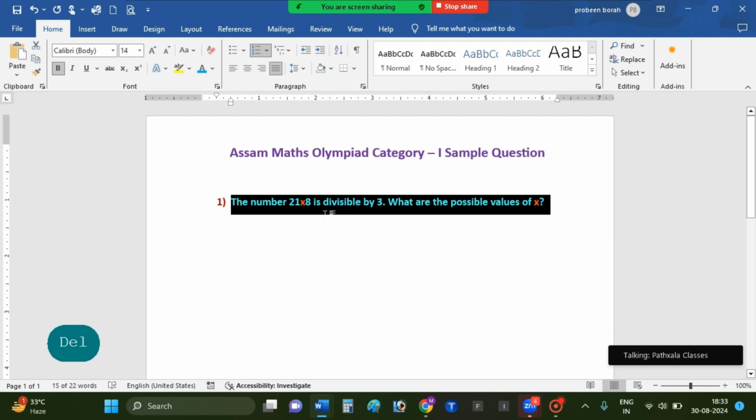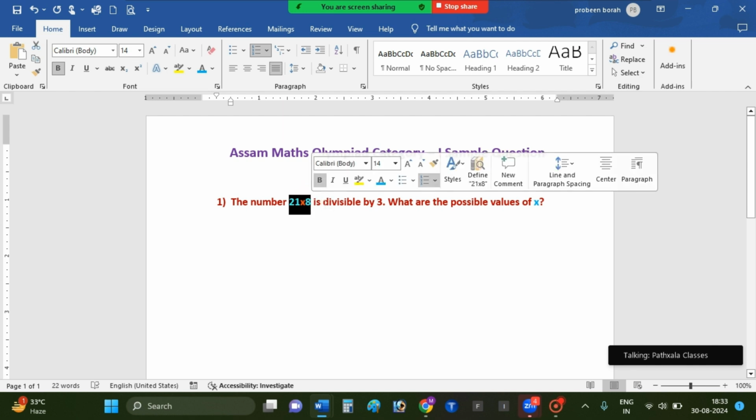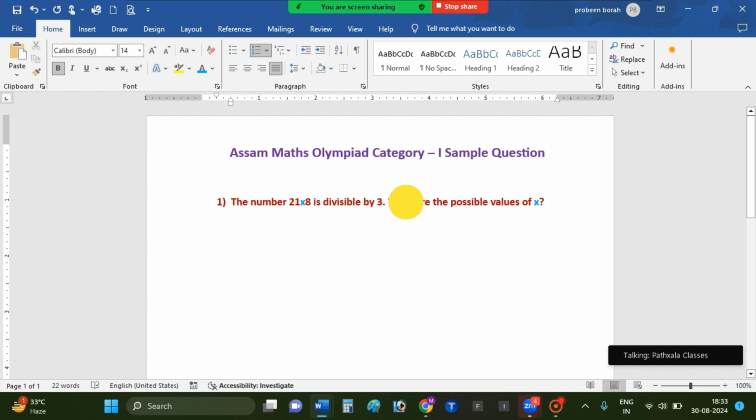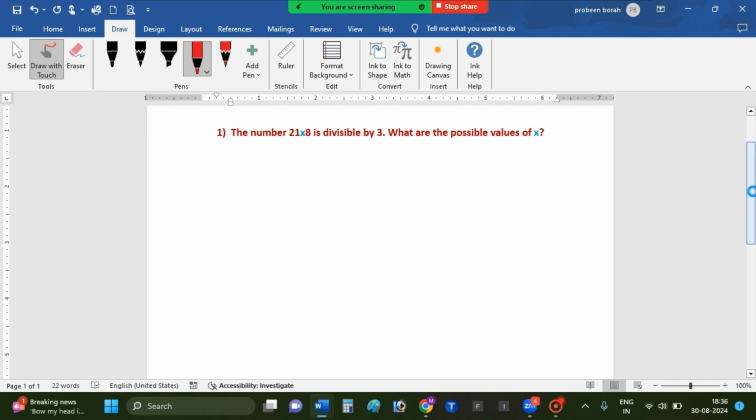This was an Olympiad question which came in last year's paper 2023 in category 1. As you can see, the number 21x8 is divisible by 3. What are the possible values of x? Please note down this question. Okay, all of you, please note down this question in your notebook. So all of you please take note, right?